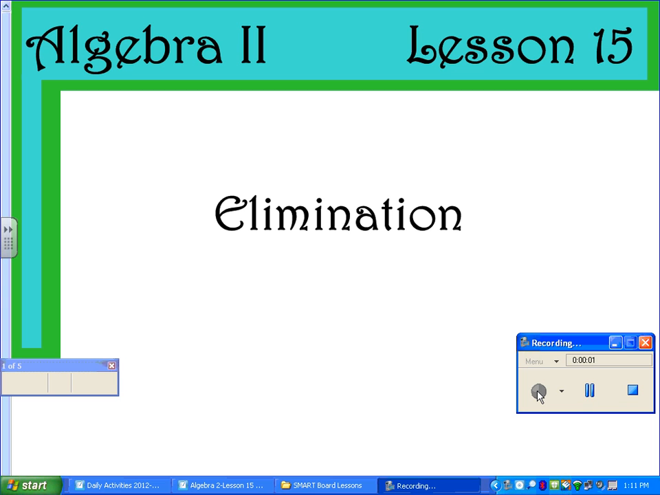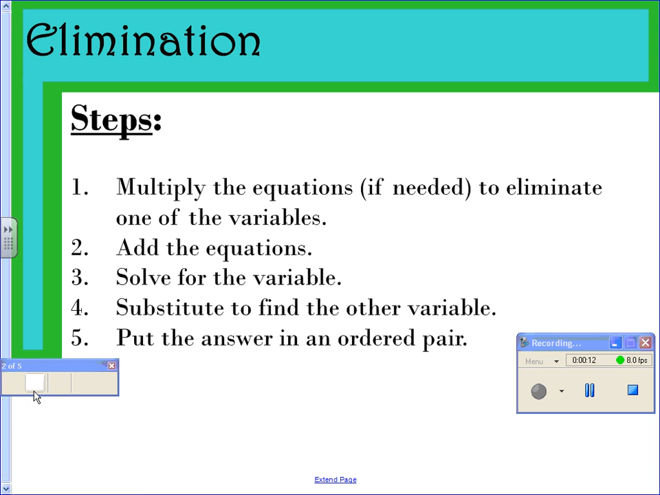All right, we're looking at elimination today. Did y'all learn this last year? Probably. Okay. It's another way to solve a system of equations. So these are the steps. In case you do not like elimination or you need help with elimination, go back to these steps, okay?